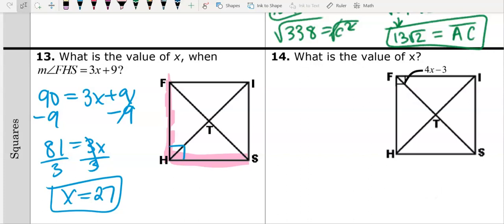Number 14, what is the value of x? This question is kind of confusing because it looks like it's pointing to the whole 90-degree angle, but it's pointing to the 45-degree angle. It's pointing to half of that 90. So this is 45 and this is 45, right? So we're going to say 4x minus 3 equals 45.